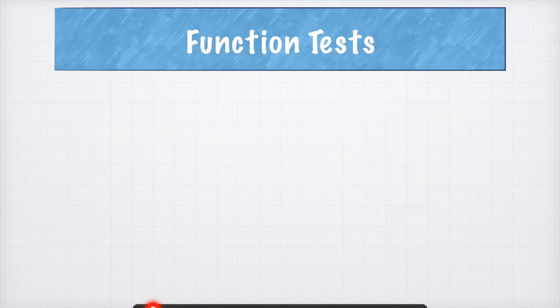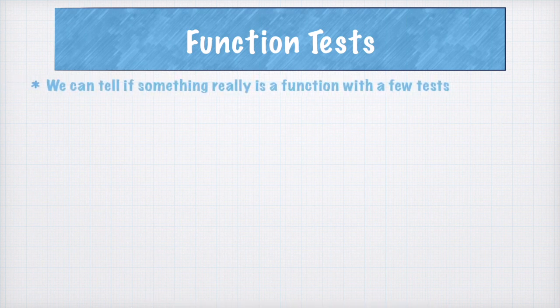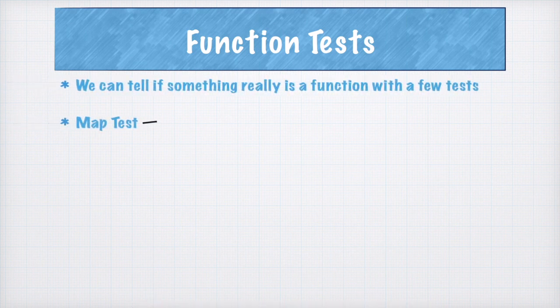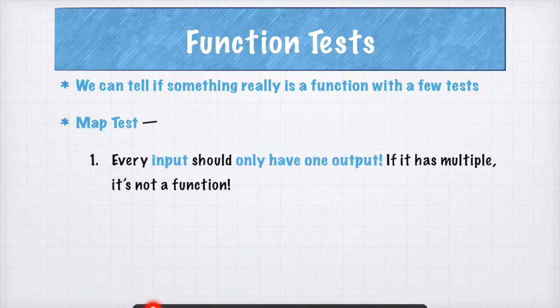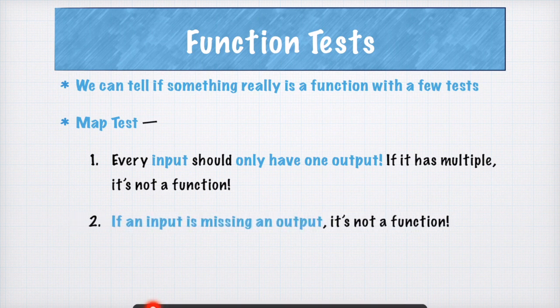Now there's a couple of tests that we can use to determine if a thing really is a function. And there's a few ways. First, we can map it. So remember that every input should only have one output. If for some reason you have an input and it spits out multiple outputs, then it's not a function. If an input is missing an output, it's also not a function. Every input has to have a defined output.